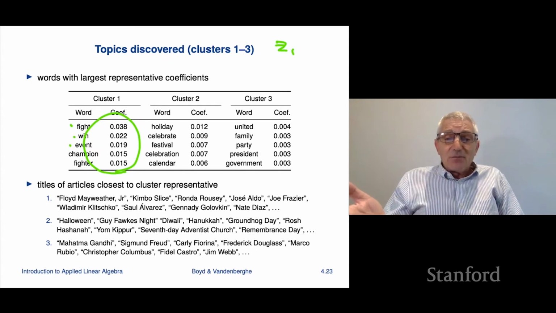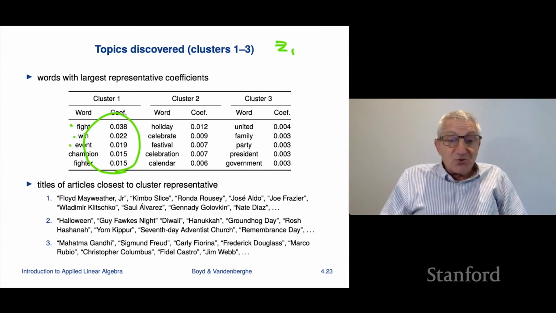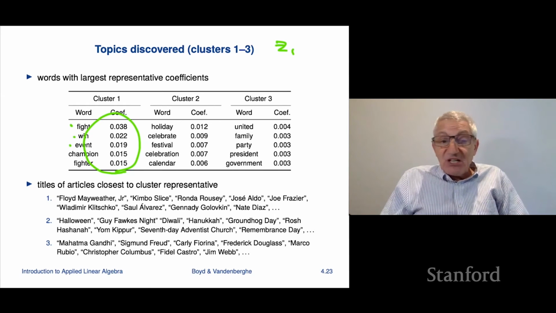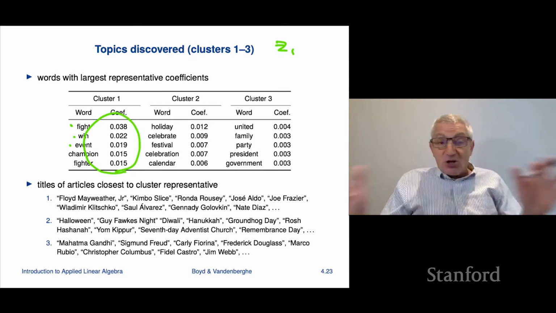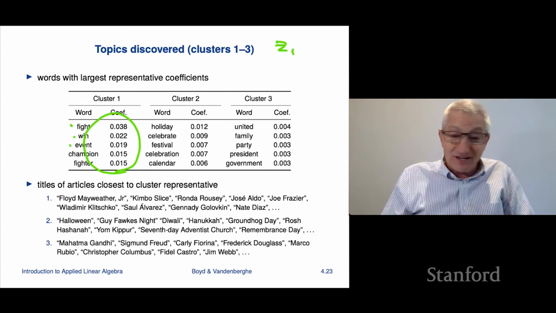Please remember this algorithm has no clue what these words mean, not even the slightest. These are just numbers. Like fight is word number 2173. Win is word number 1725. I mean, that's all. It knows absolutely nothing else. So it's kind of amazing that this is what came out.